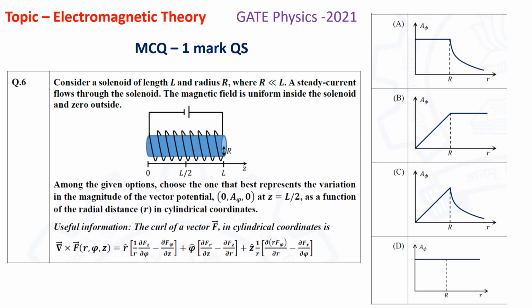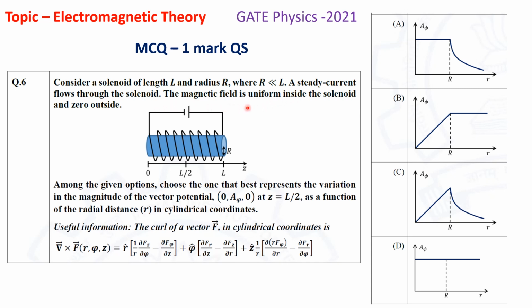This question is from the GATE Physics paper 2021. This is an MCQ type question having 1 mark, and the question was asked from the topic Electromagnetic Theory. The question is, consider a solenoid of length L and radius capital R, where capital R is very less than L. A steady current flows through the solenoid.